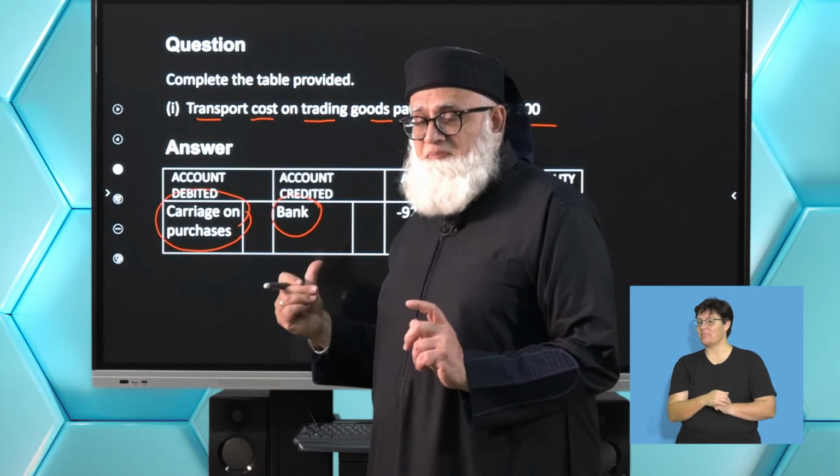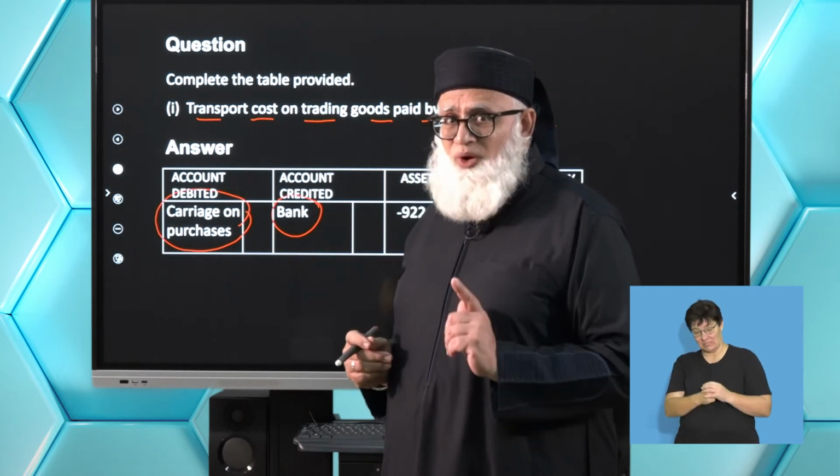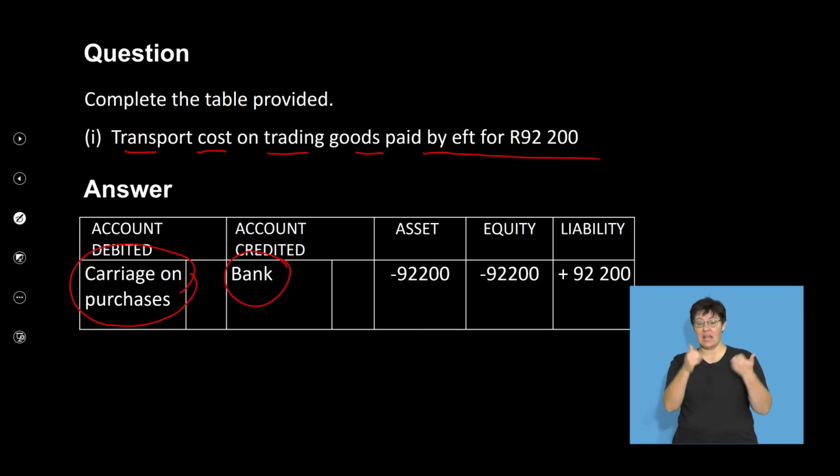And I think we put it there for a particular purpose. So watch this. Account debited is carriage on purchases. Clearly you can see here that your equity is going to decrease by 92,200, right? This, in fact, is not the case because, and the reason we put them both there is to show you that if bank was favorable, right? If your bank was favorable, then it would mean that your asset would decrease by 92,200.